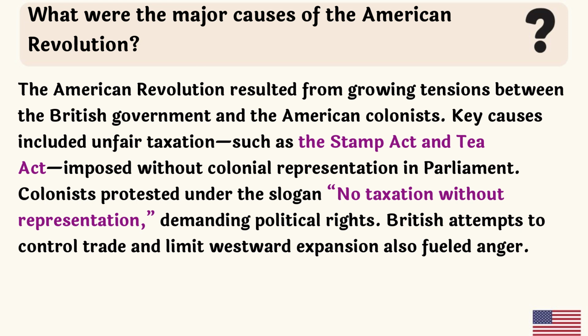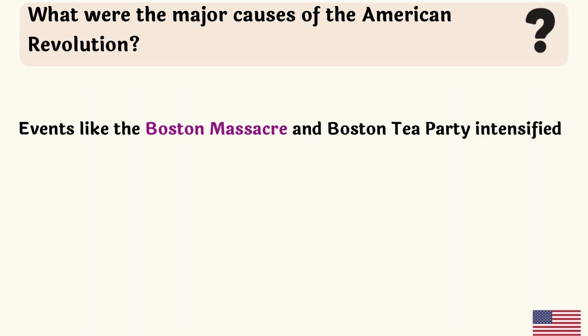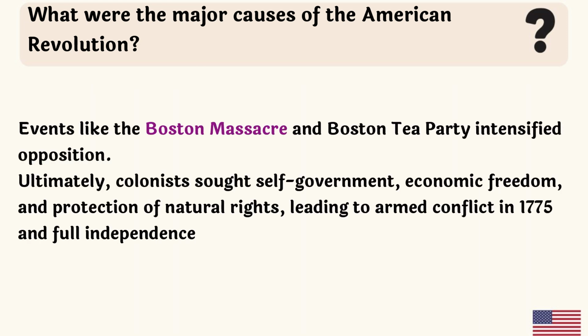British attempts to control trade and limit westward expansion also fueled anger. Events like the Boston Massacre and Boston Tea Party intensified opposition. Ultimately, colonists sought self-government, economic freedom, and protection of natural rights, leading to armed conflict in 1775 and full independence in 1776.